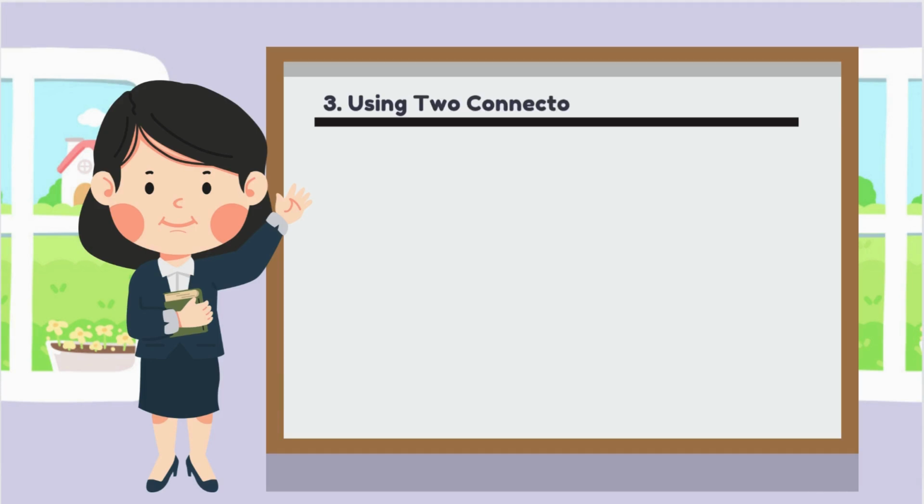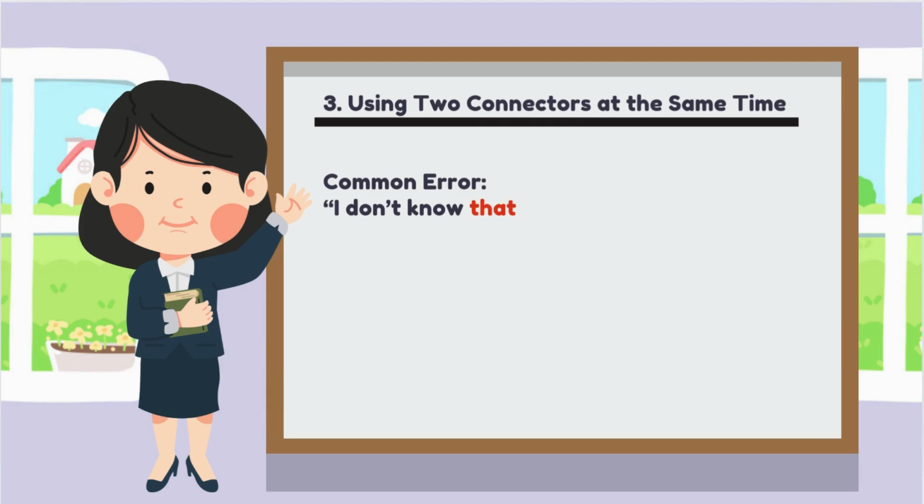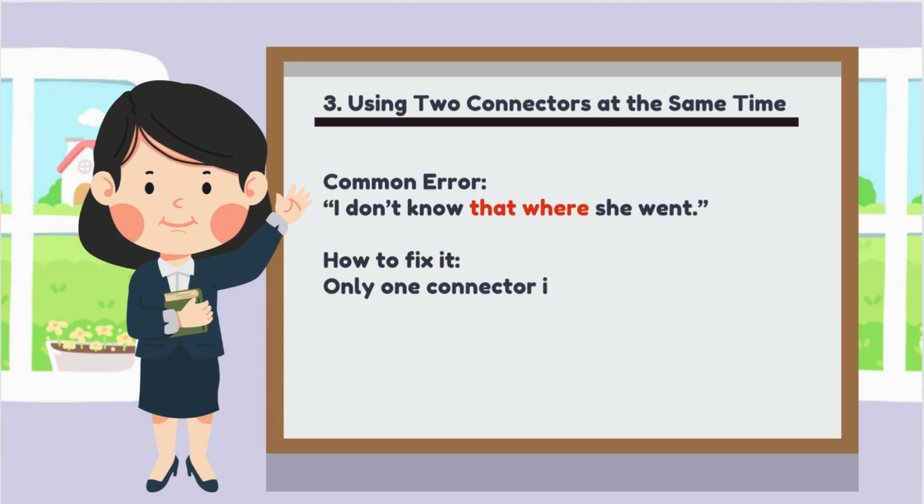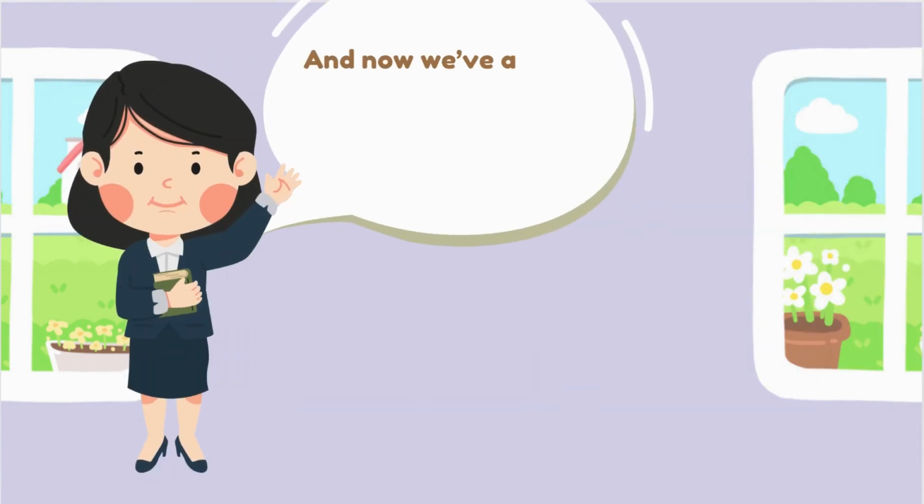The last, using two connectors at the same time. Common error: I don't know that where she went. And how to fix it? Only one connector is allowed. So the correct is I don't know where she went.